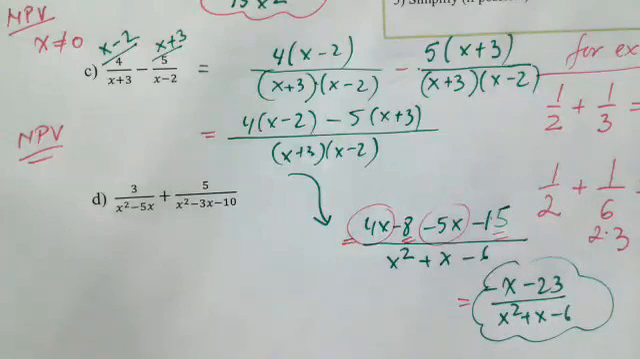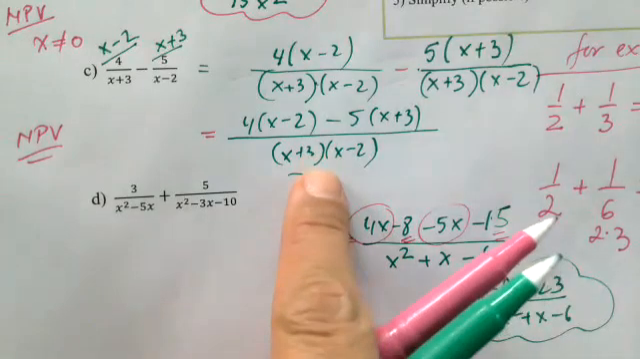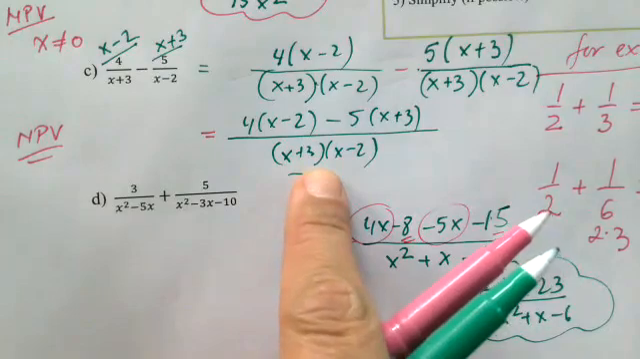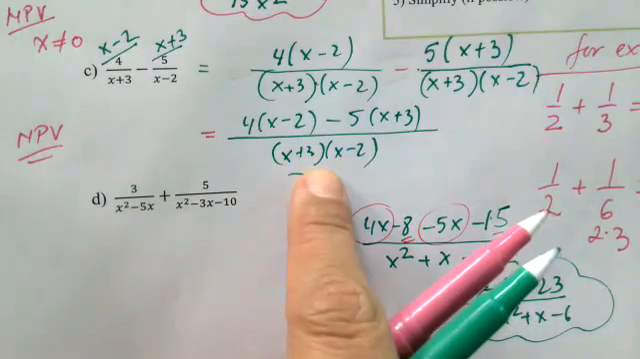NPVs from here, x cannot be negative 3 and 2.